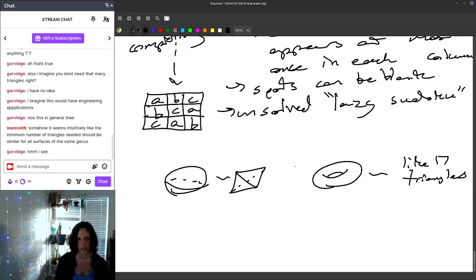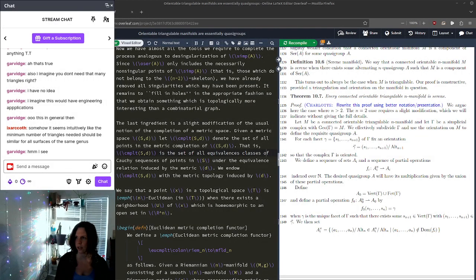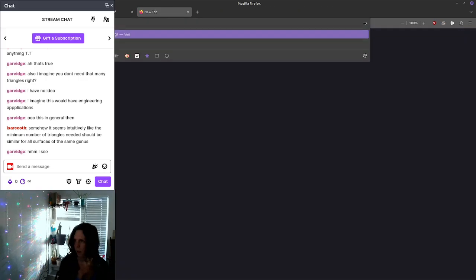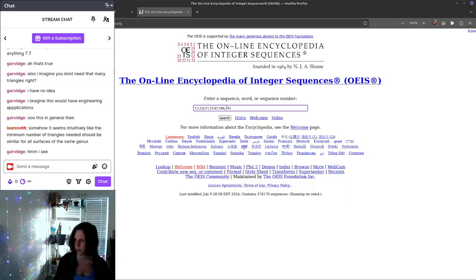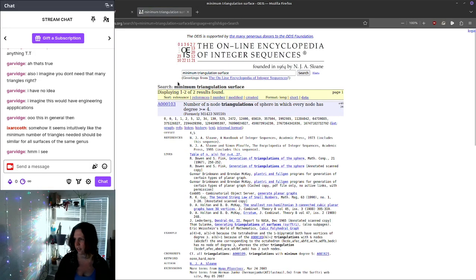numbers of holes. I'm actually pretty curious now though. I wonder if... okay, I'm going to actually try to look up the OEIS page on this because I'm so curious now. Let's see, minimum triangulation of surface.